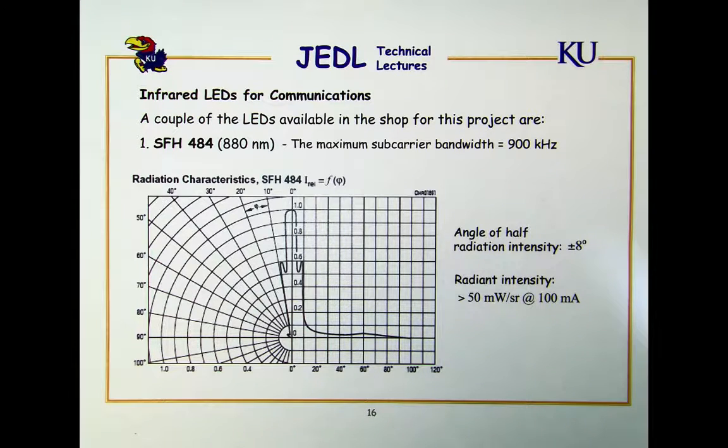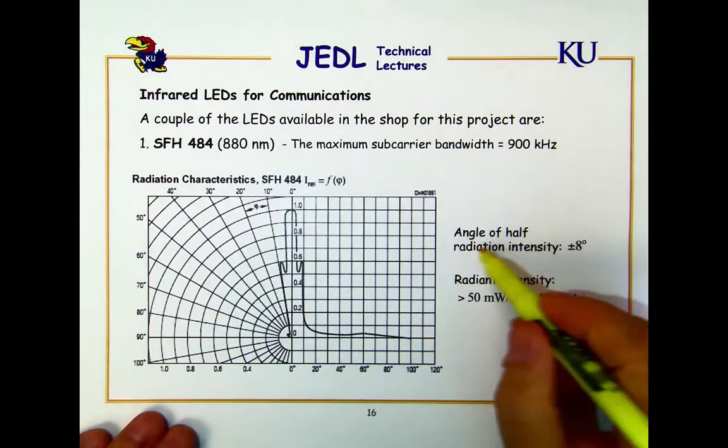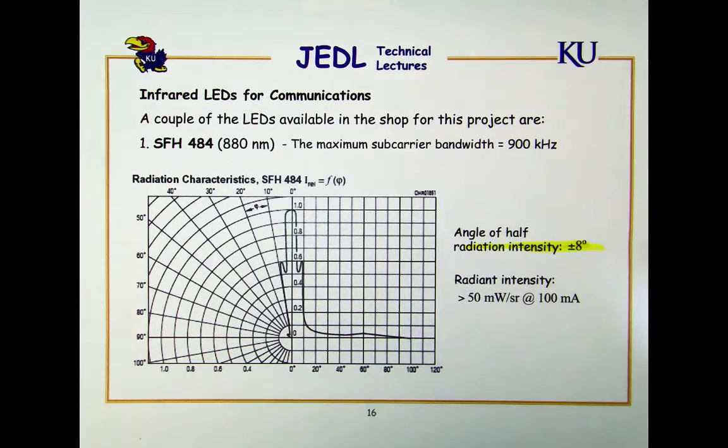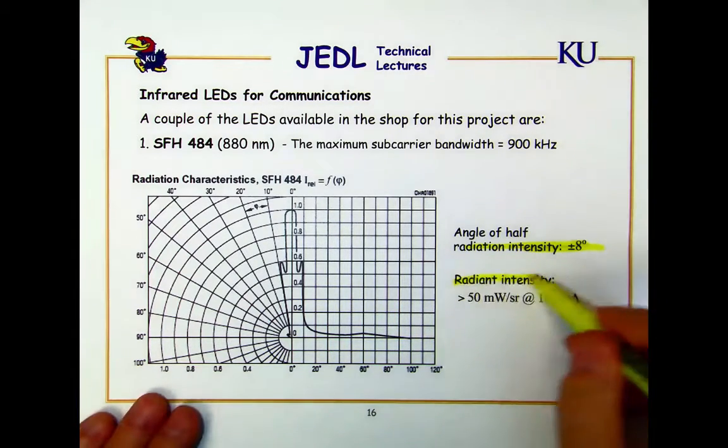Now we want to start looking at some of the infrared LEDs and detectors that are available in the shop for this project. There's more here than you would need, so you can make a choice on which one you want. The trade-offs, the variables, are always these things over here: the beam width of the device, and the radiant intensity.